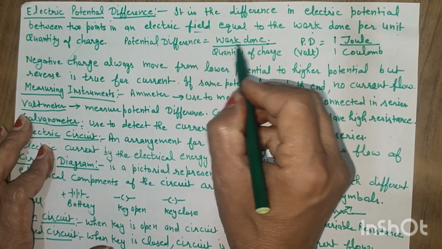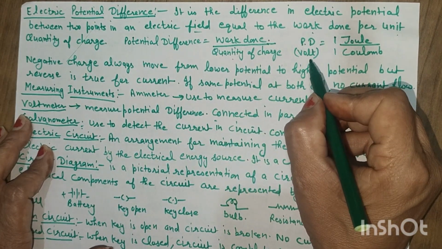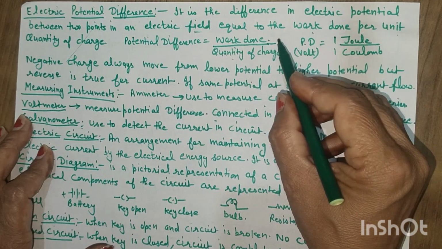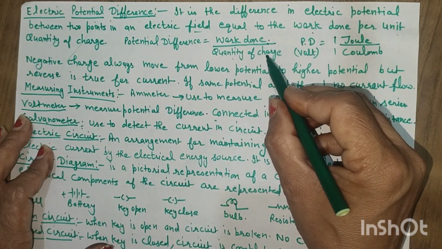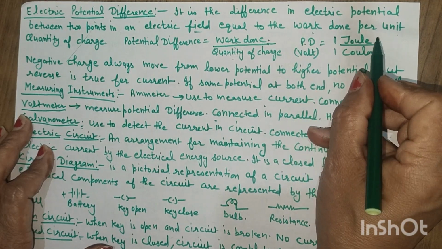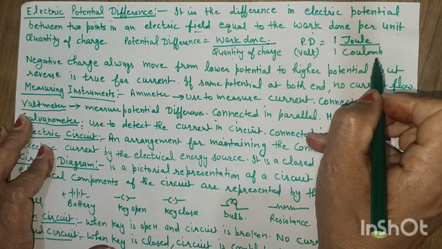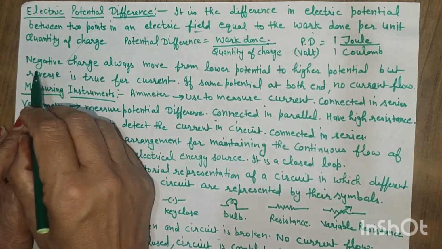Potential difference is equal to work done divided by quantity of charge. The potential difference unit is volt, the work done unit is joule, and the charge unit is coulomb. Then 1 volt is defined as when 1 joule of work is done to flow 1 coulomb of charge.